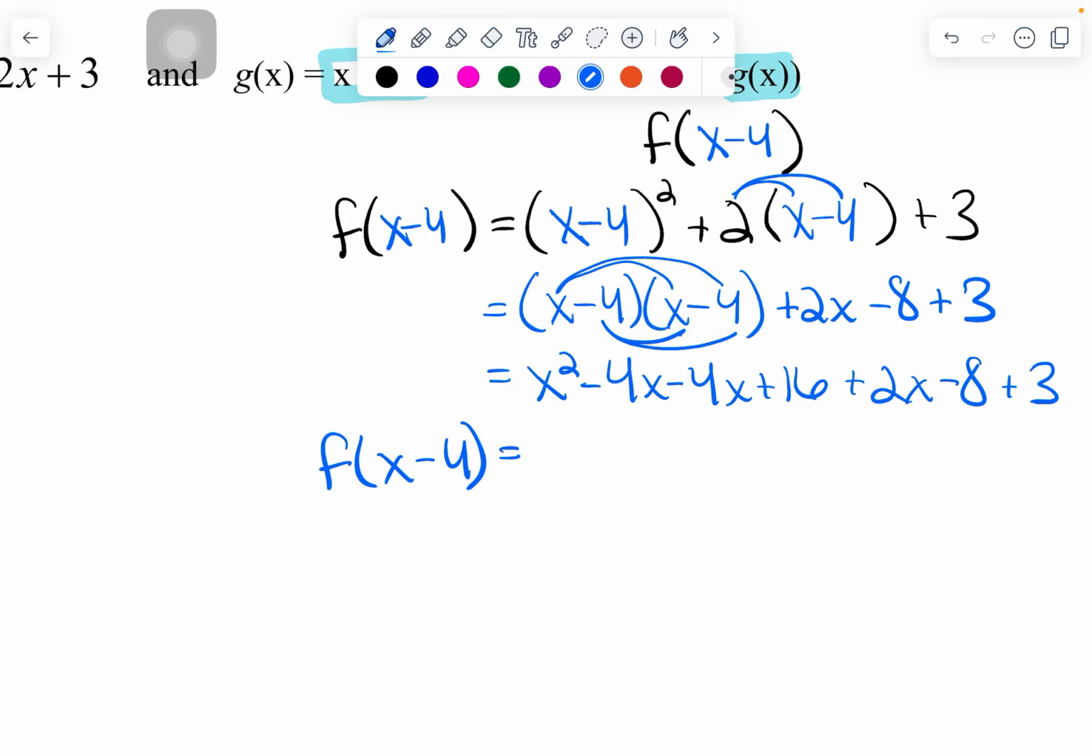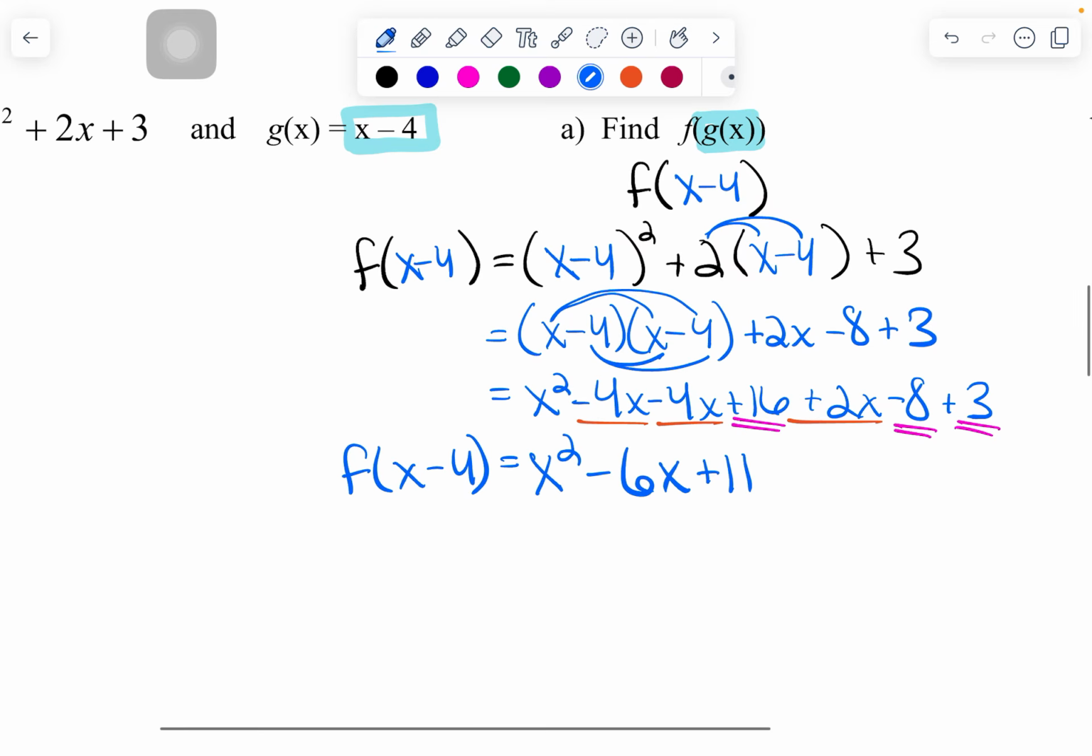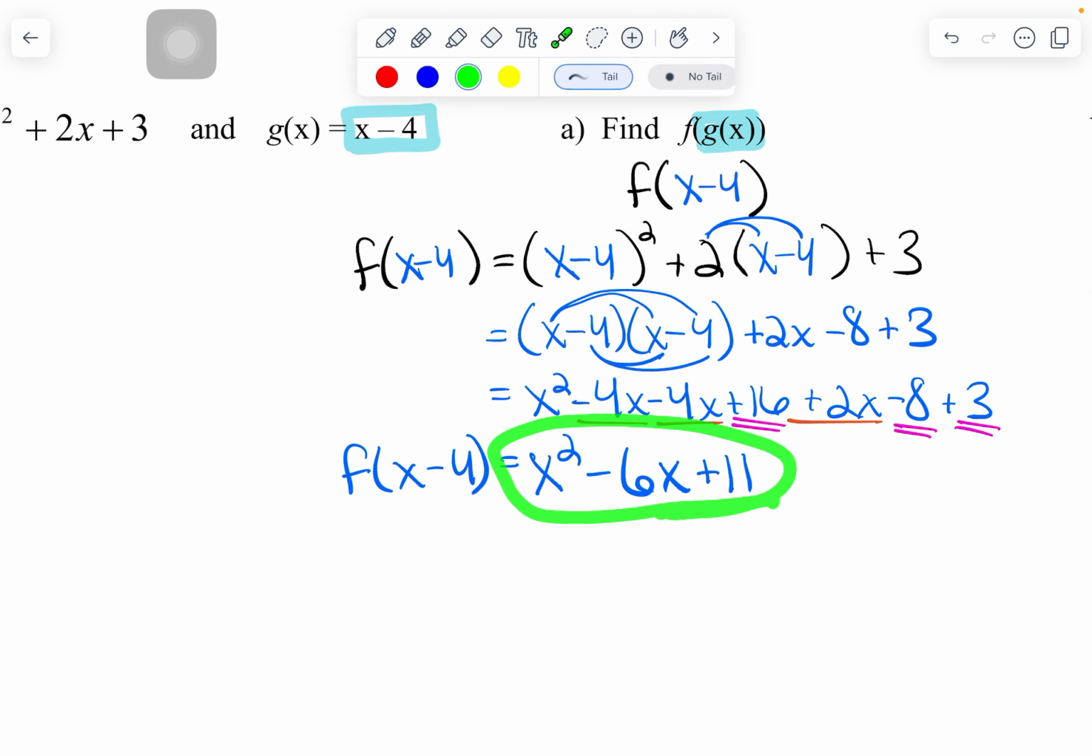So we've got some like terms we can combine. So x squared. And then if I look at what I've got here, minus 4x plus 2x, all those x terms can be combined. So negative 4 makes negative 8, negative 8 plus 2 makes negative 6x. And then I've got my constant, so plus 16 minus 8 plus 3. So 16 minus 8 would be positive 8. 8 plus 3 makes 11. So after all of our lovely work here, you could simply box up this: x squared minus 6x plus 11.